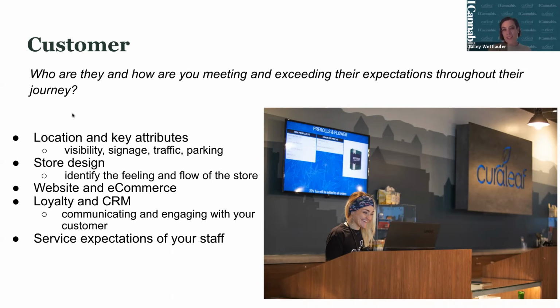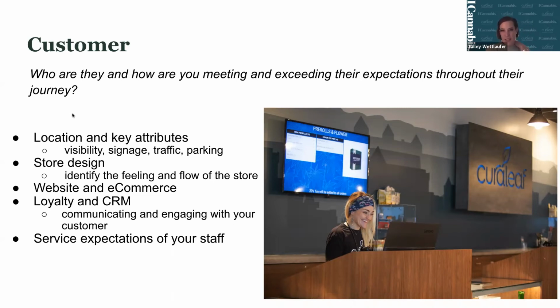In addition to store design, the website and your e-commerce site is also really important. Most people, as we all do, right, before we make a purchase, we look online, right? We're looking for information, we're looking for products, we're doing that research. So as you think about not only your customer, your store, and the physical presence, your digital presence is also really important around that.